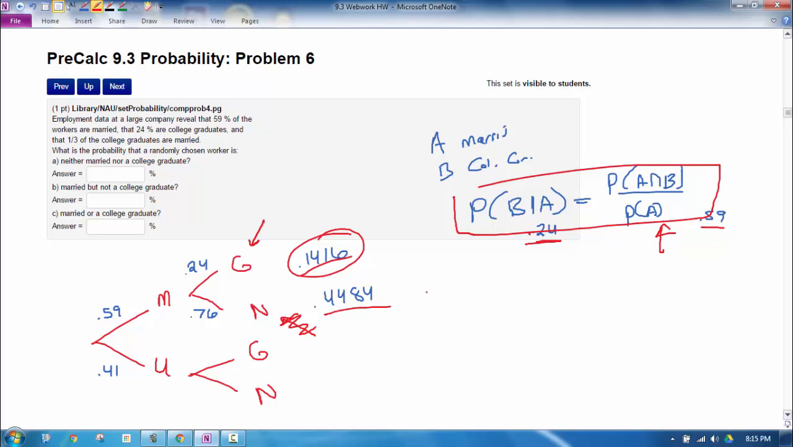But I was also able to get the probability that someone's married and not a college graduate. Should be 0.4484, but that didn't seem to work when I tried that. So I'm missing something here. I'm not sure what it is. 1/3 of college graduates are married is something I didn't use, and I don't know how to use that. So I guess for now, let's just move on.